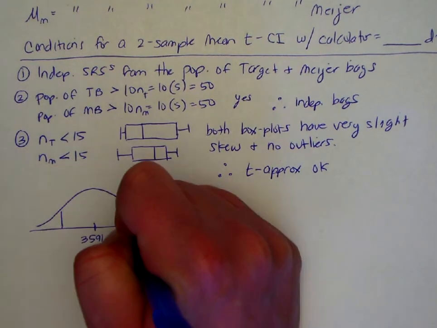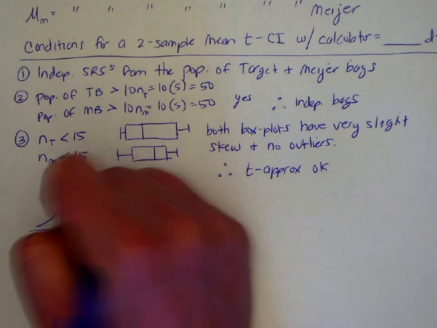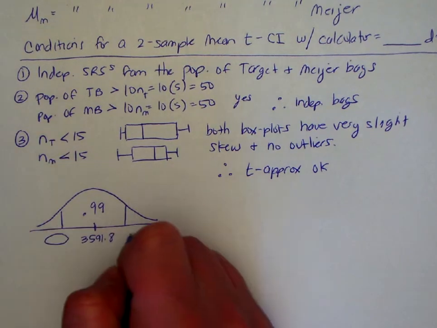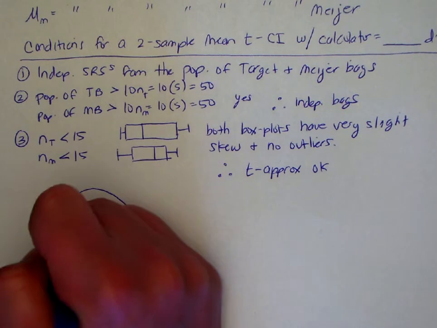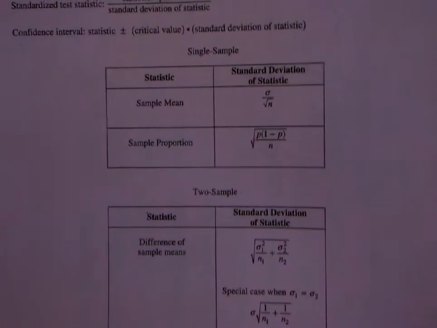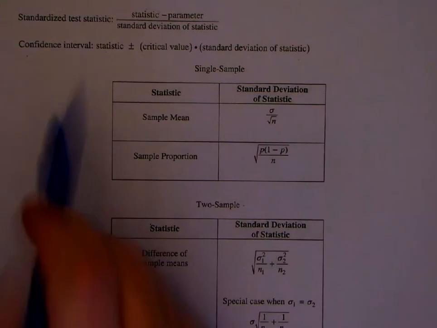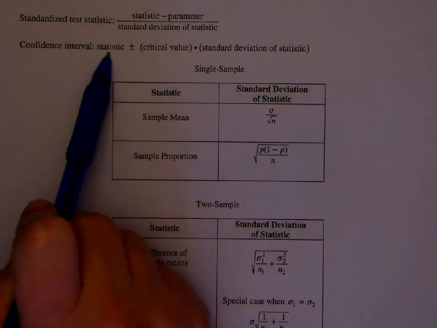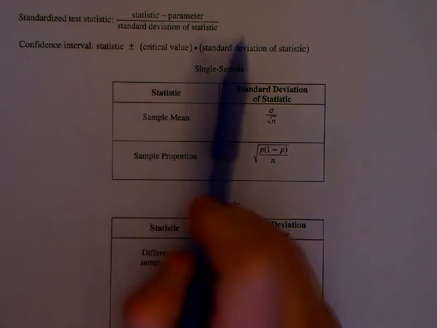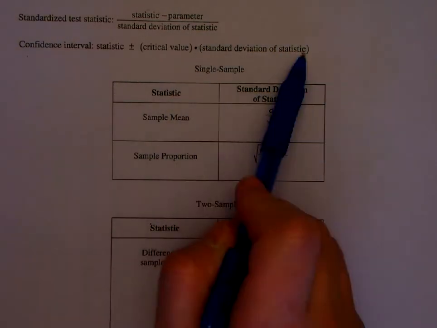You guys never really saw that. So this is 0.99, and our job is to find out what do we add and what do we subtract, our margin of error, to get those two numbers. So we start in the middle. It's going to look ugly, but here we are, guys. So, confidence interval formula: statistic, the difference, plus or minus t star, times the standard deviation of the statistic.